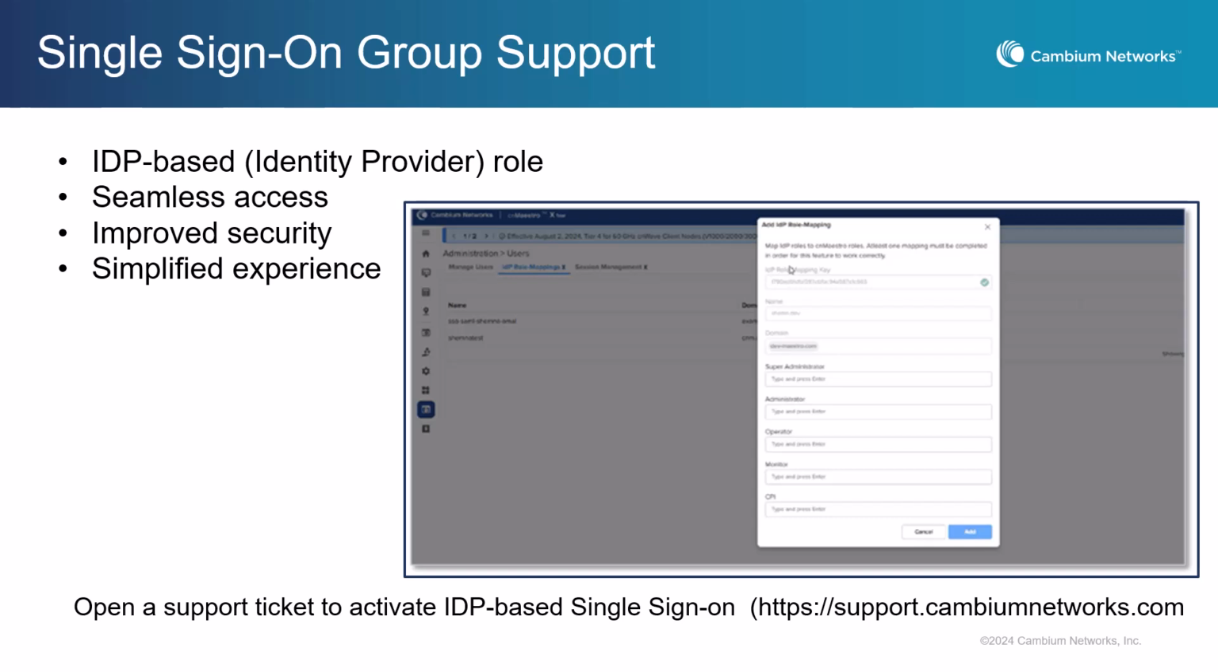To activate single sign-on for your organization with cnMaestro, submit a support ticket on the Cambium Support Center and provide the IDP email domain address. The support team will add the IDP and complete the registration by generating an IDP role mapping key and IDP authentication URL.